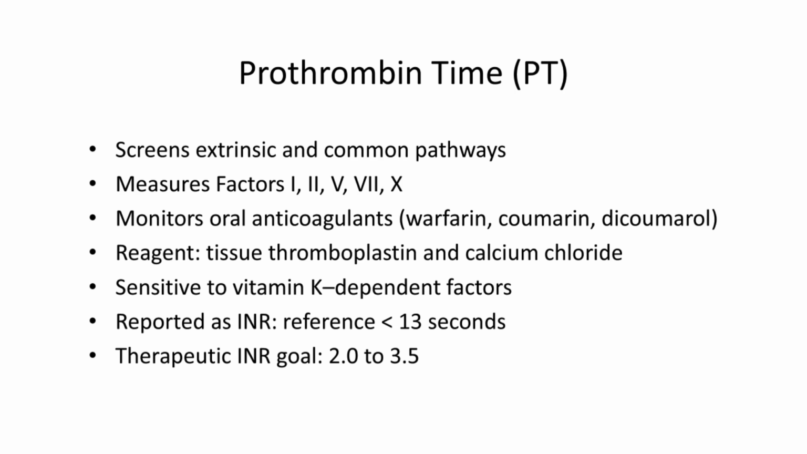The reagent for PT testing contains tissue thromboplastin and calcium chloride. PT is particularly sensitive to the vitamin K-dependent factors. The results are standardized using the International Normalized Ratio, or INR. The reference range is less than 13 seconds. The therapeutic goal for anticoagulated patients is typically an INR between 2.0 and 3.5.